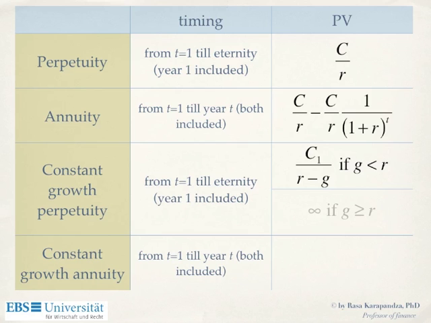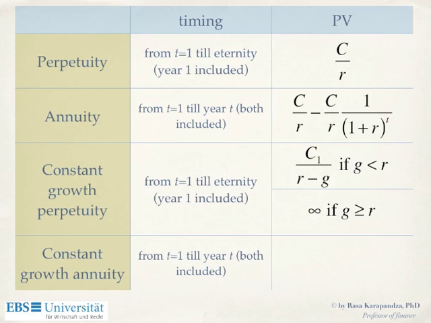And we said if G is larger than or equal to R, then the present value of this constant growth perpetuity is infinite. And why is that? We said if you have a geometric series, if you have 1 plus x plus x squared plus x to the third until eternity, this thing will be a number only if x is smaller than 1. So for example, 1 half.